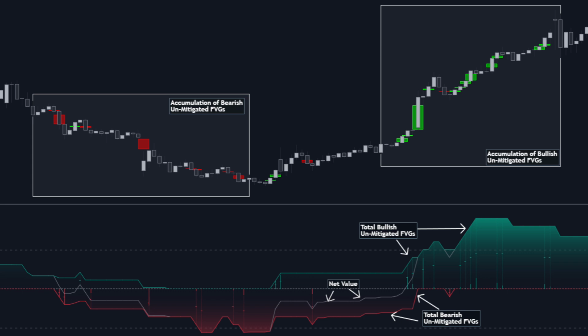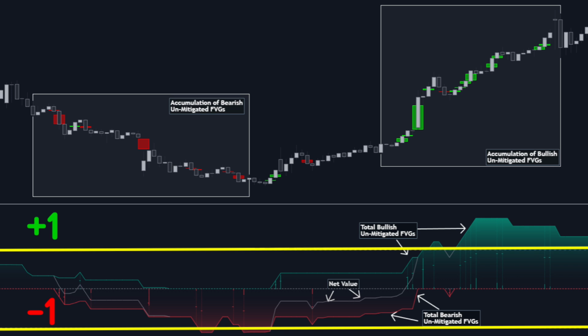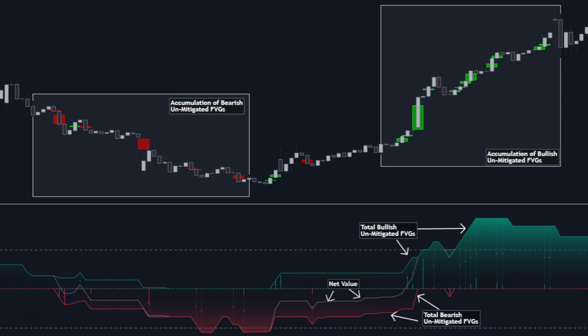Let's talk about how the fair value gaps mitigation oscillator works. The oscillator values are expressed as percentages ranging from 0 to 100. This range indicates the degree to which FVGs are mitigated or unmitigated, with the FVG scaled to fit within this range with a maximum potential value of 100 and a minimum of 0. The higher the value, the stronger the trend indication.